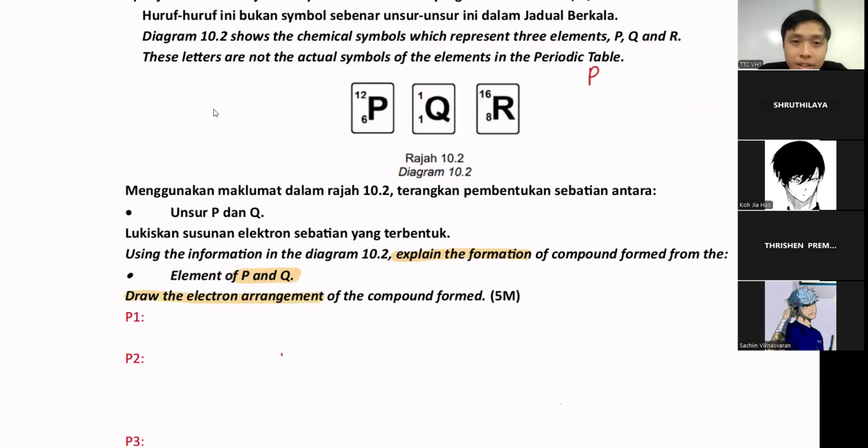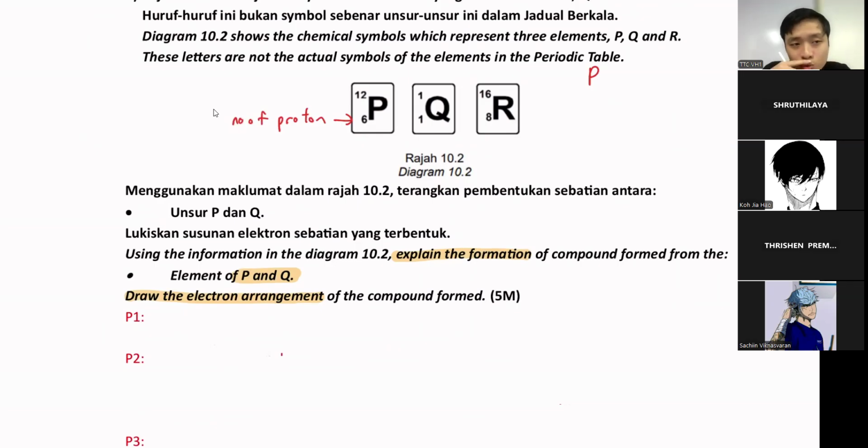P. What is the electron arrangement? You know what this number at the bottom stands for? What does this number stand for? Anyone tell me? Atomic number, kind of true. So the electron number actually is the number of protons. This is chapter 4, chapter 2. Okay, number of protons. Yes.